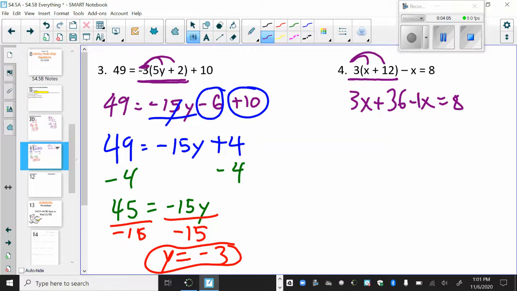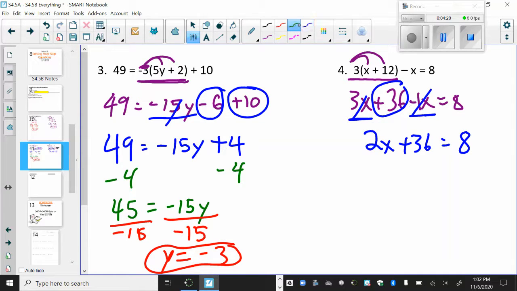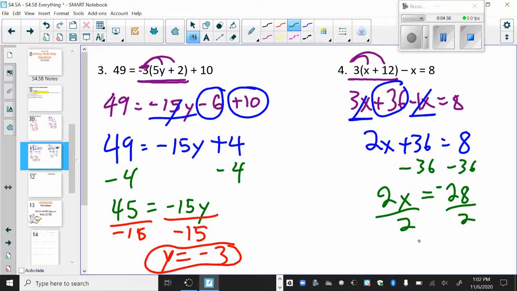Remember, I want to think of this as minus 1x. Then I'm going to say, okay, 3x minus 1x makes 2x, plus 36 equals 8. Then I'm going to subtract 36. On the 2x side, that makes 0. 8 minus 36 makes negative 28. Then divide by 2 gives me x equals negative 14.